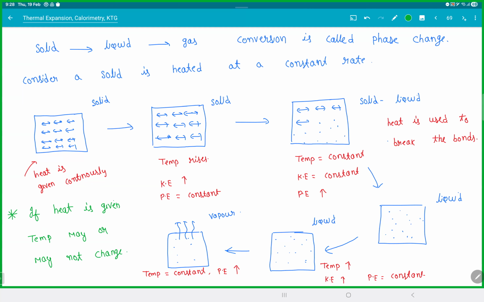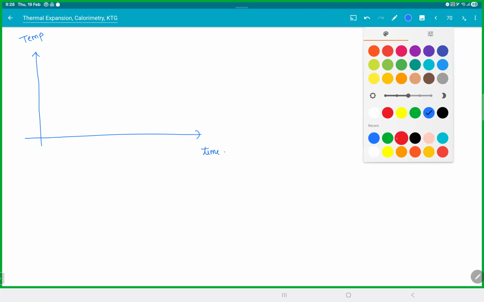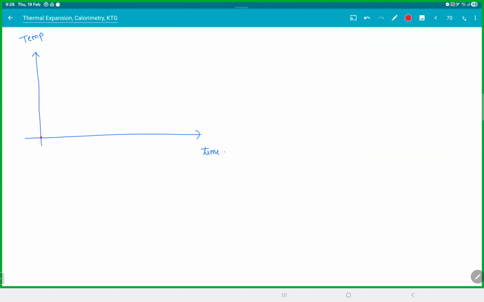Let's put this on a graph. Now, this is a phase change graph. This graph is important. They do ask a lot on this. So if you plot this graph on a temperature versus time graph, I'm starting from here. Maybe that need not be 0 there. So I can start the graph somewhere here. So how will the graph look like?